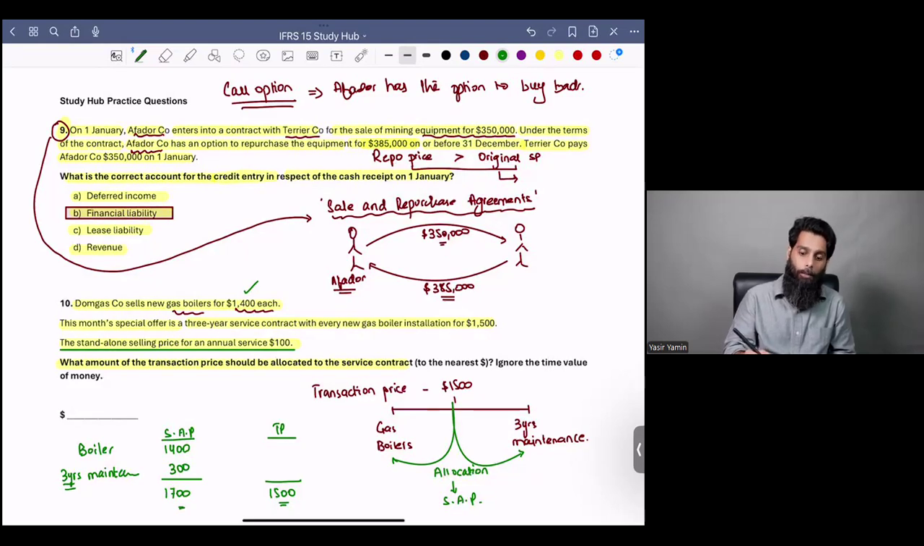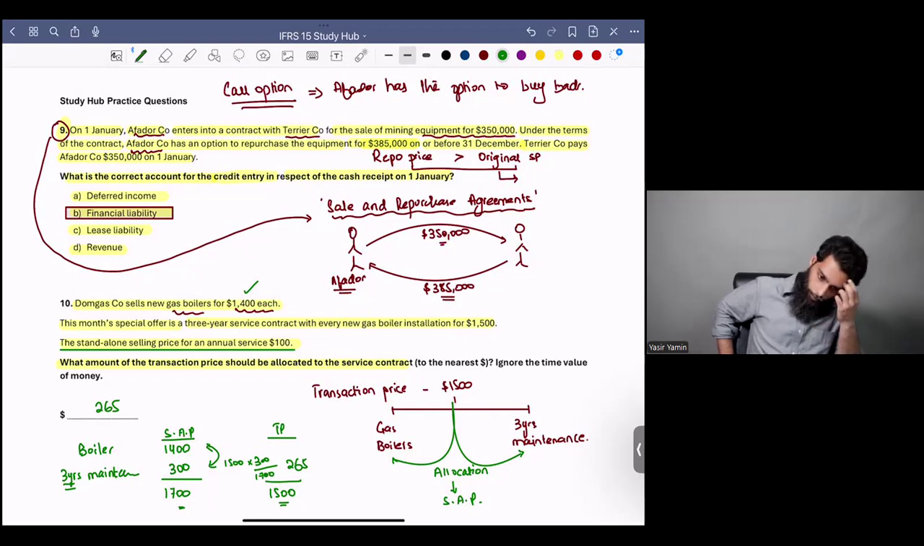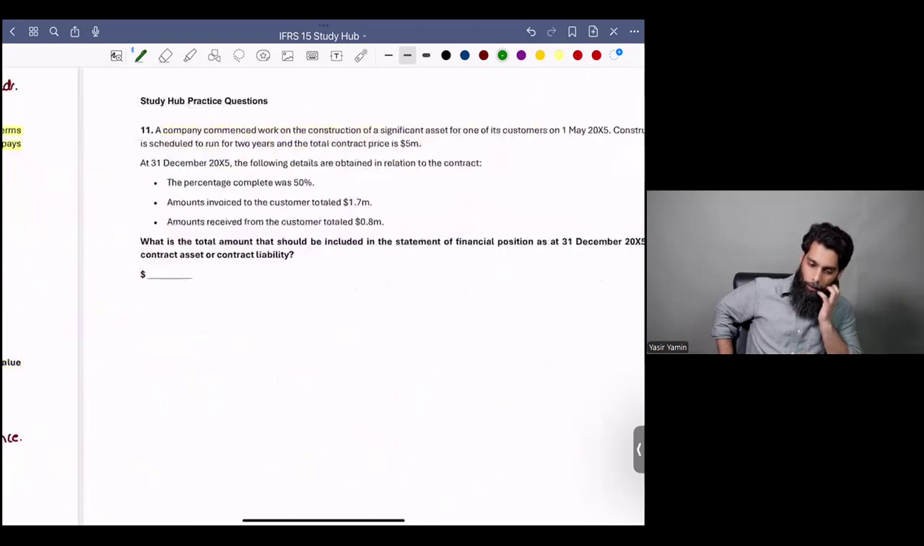How do you apportion it? You apportion $1,500 on the same basis as of standalone price. The calculation should be 1,500 multiplied by 300 divided by 1,700. The answer is 265. Is it clear for everyone, guys? The answer is 265. Make sense? Okay, very good.